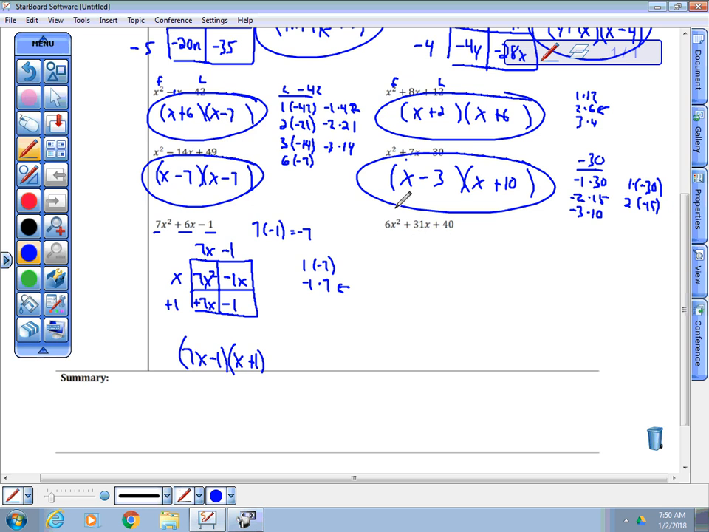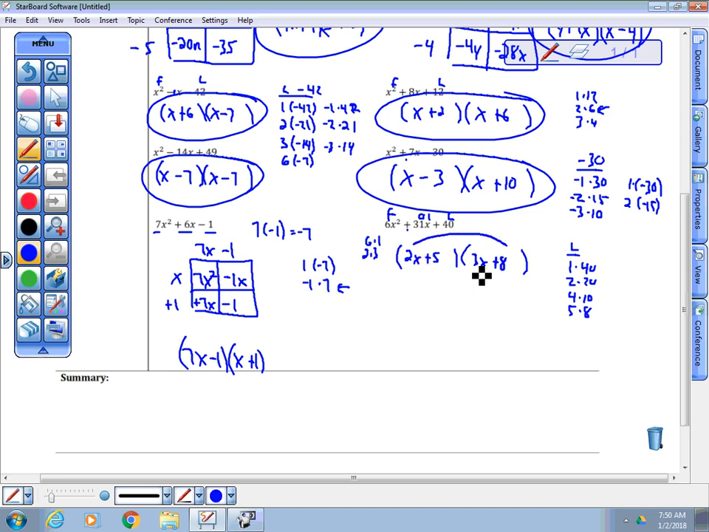Now on this one I'm going to try to do it the FOIL way. Now remember, we will have 6 and 1 or 2 and 3. So it's probably going to be 2x and 3x. And then with the 40, it's either going to be 1 and 40, 2 and 20, 4 and 10, or 5 and 8. And they're going to be the same sign and both pluses. So I'm going to try a plus 5 and a plus 8 here and see what I get.